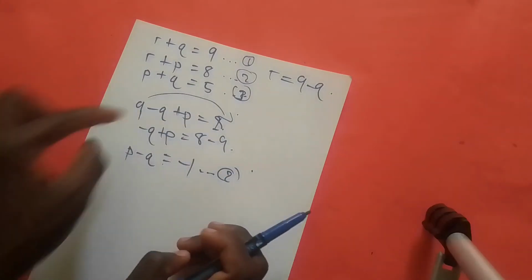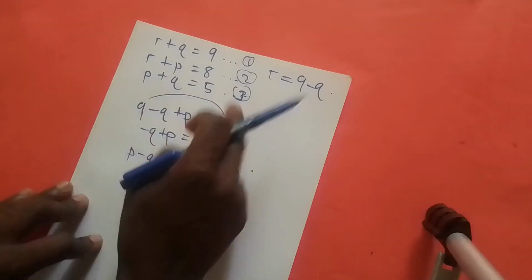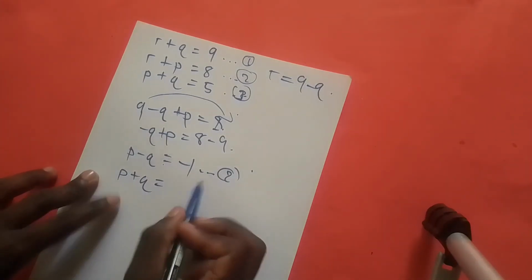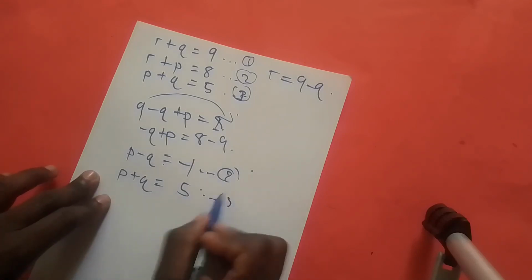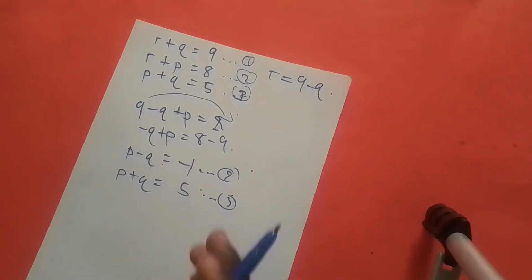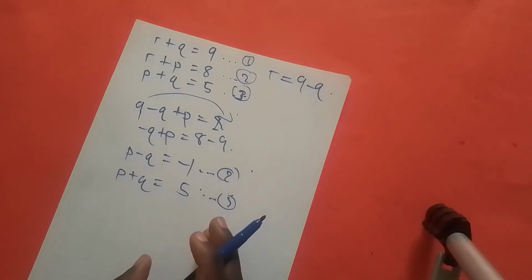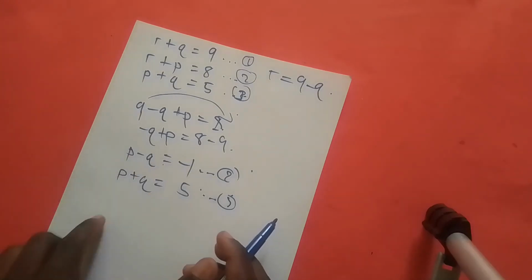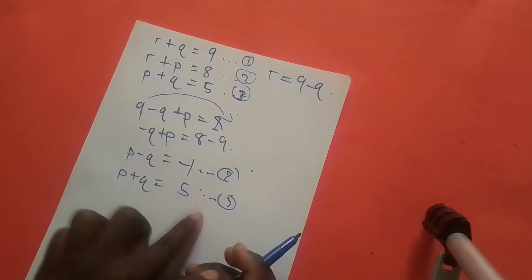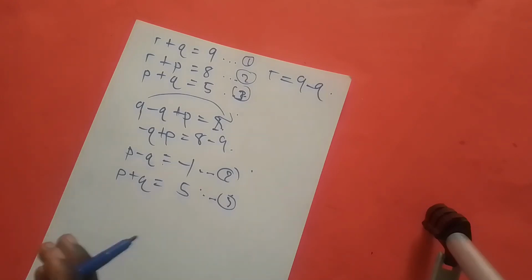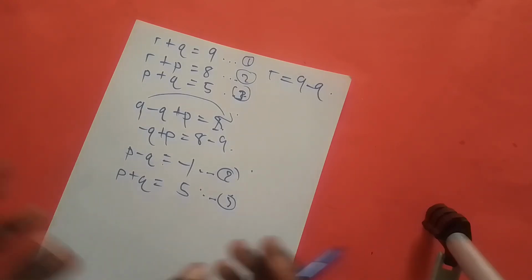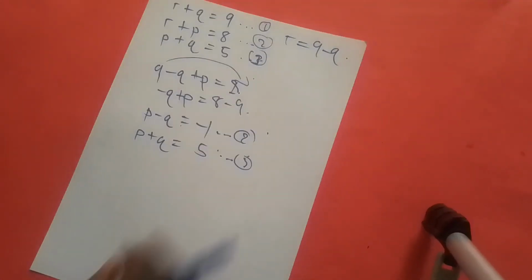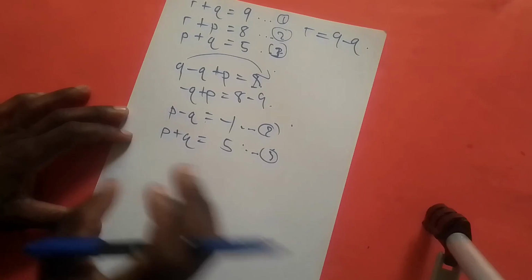And now we take the remaining equation, equation 3. Equation 3 is saying that p plus q is equal to 5. So basically, this is now a simultaneous equation. In the first equation, p minus q is equal to negative 1, and in the second equation, p plus q is equal to 5. You can either solve this simultaneously or using the substitution method. I'm going to use the simultaneous method, the elimination method.